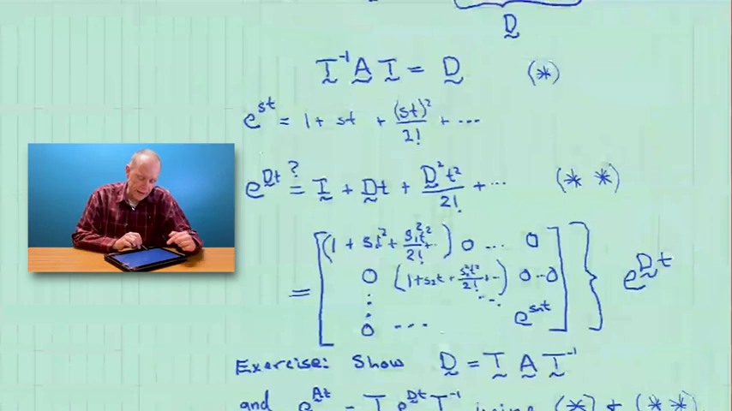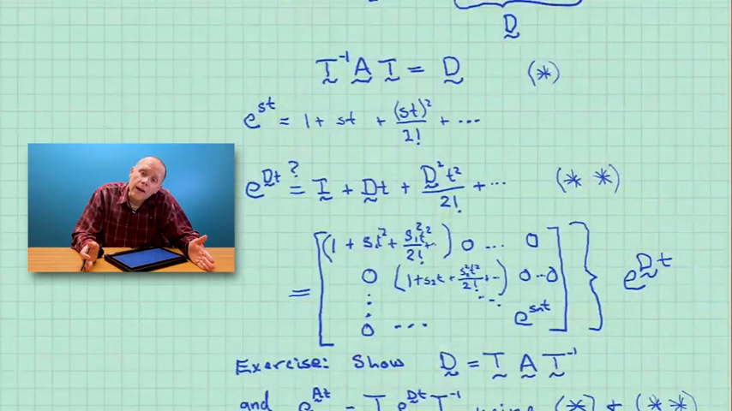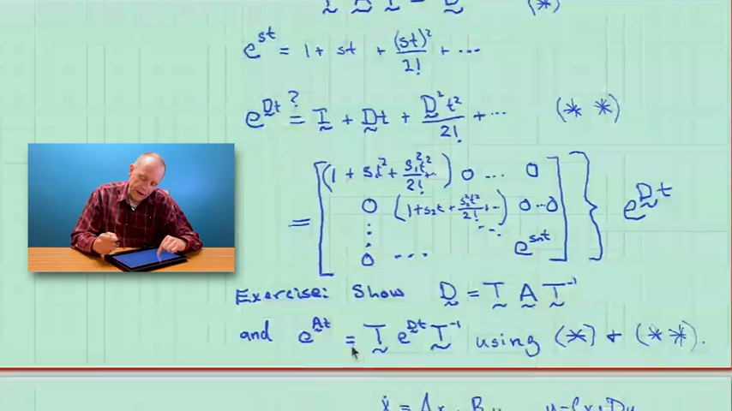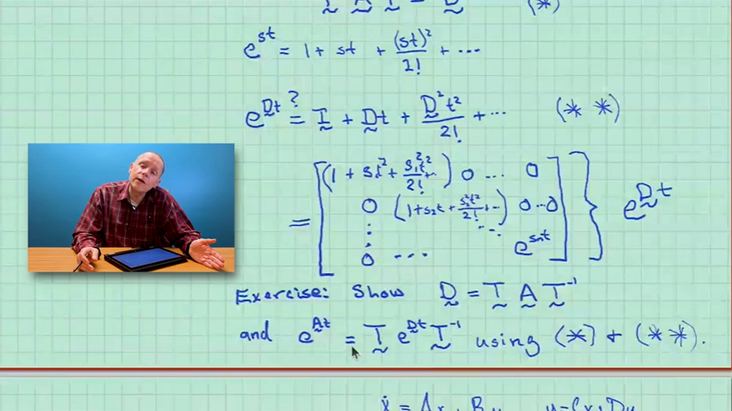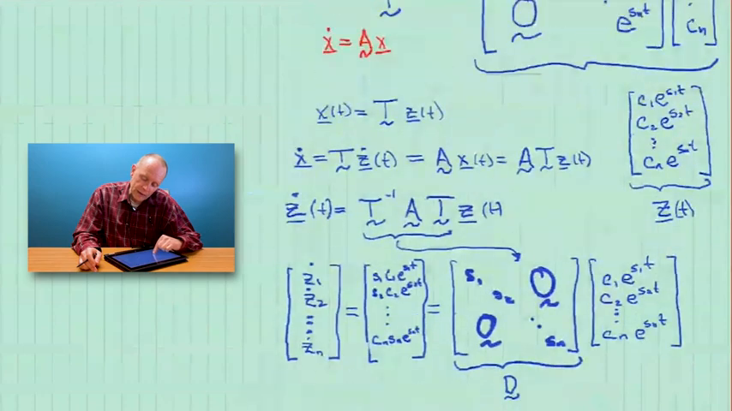If I did e to the Dt, it would be the identity matrix, which is like 1, plus Dt, D being a matrix and t being a scalar quantity, and then D squared t squared over 2 factorial. If you actually work that out, you will find that, sure enough, you get this matrix right here with the Taylor series for each one of the exponentials, which means that at least it works for this diagonal matrix.